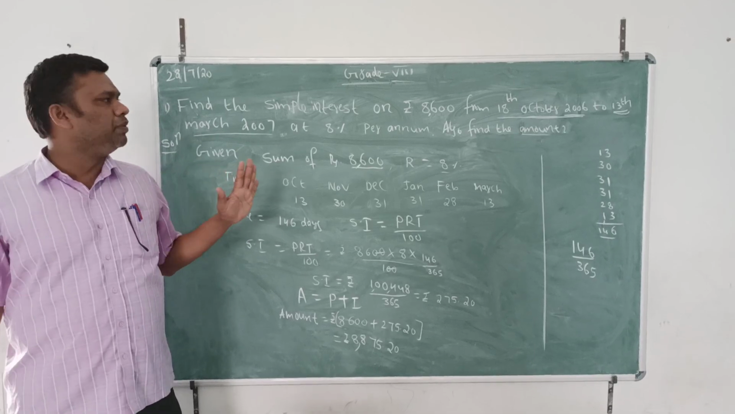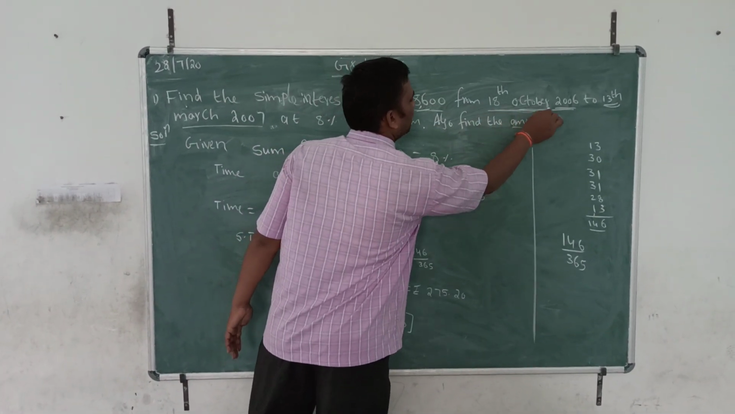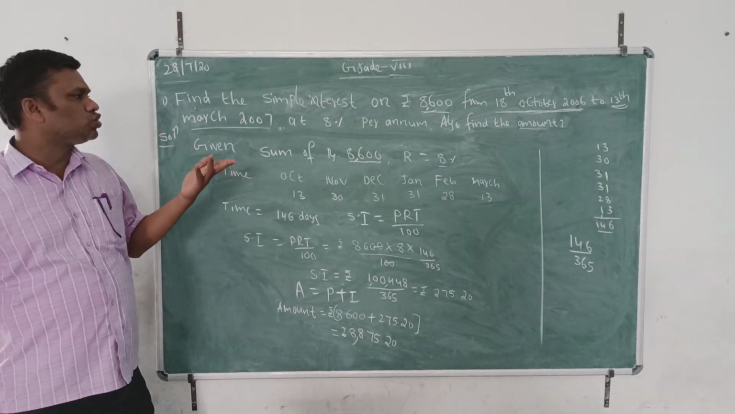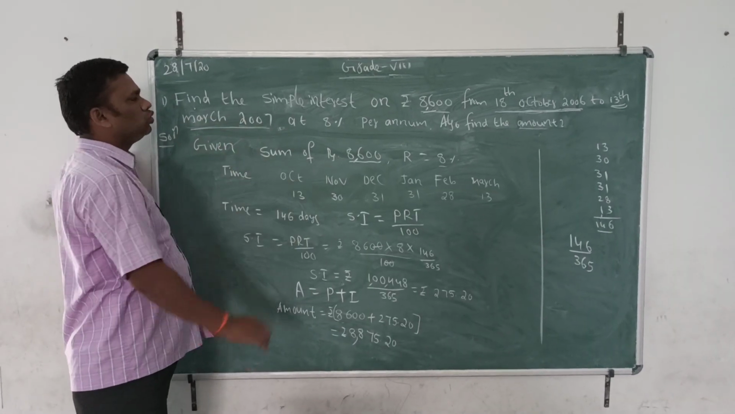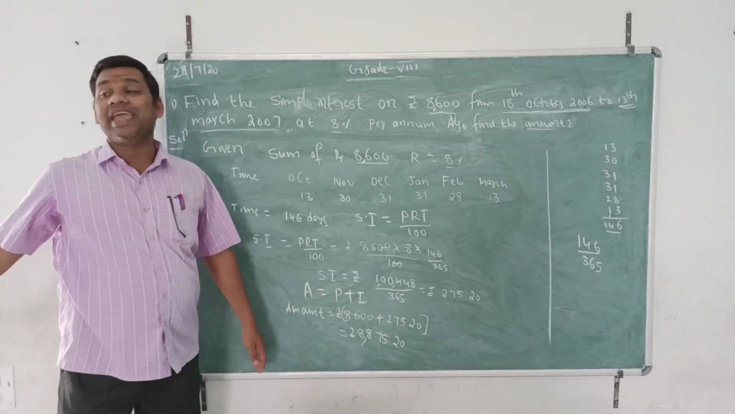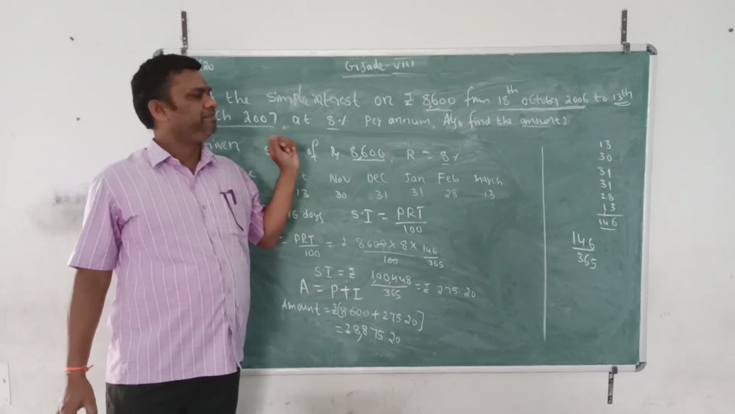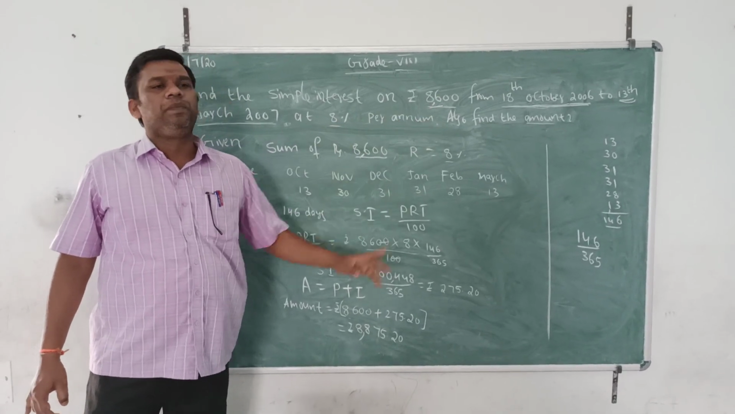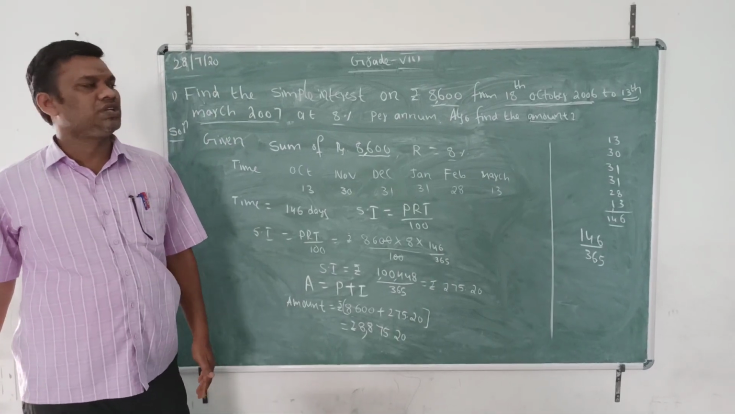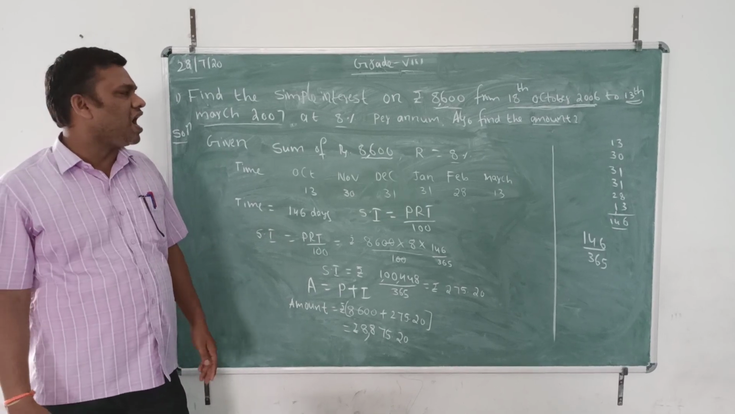See here, find the simple interest on rupees 8,600 from 18th October 2006 to 13th March 2007. At what percent? 8% per annum. Rate of interest is 8. Sum is rupees 8,600, and time is 18th October 2006 to 13th March 2007. And also find the amount.